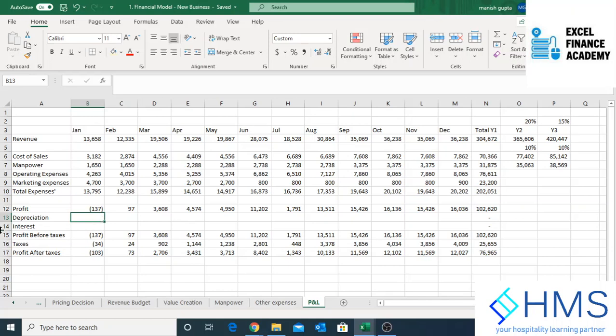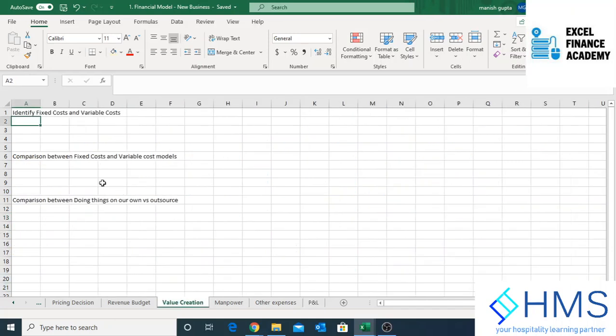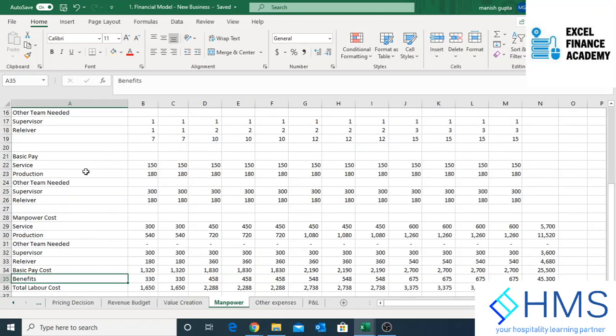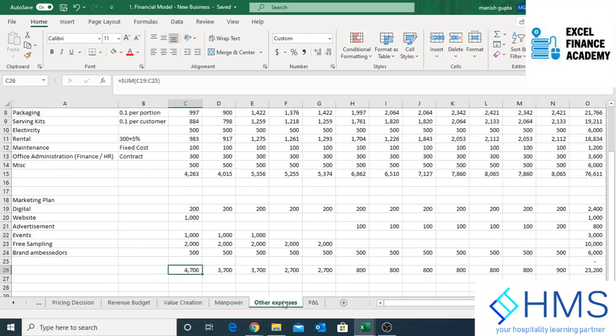How do we make the decisions on value creation? So how do we define whether fixed cost or variable cost is good for us? How do we define whether doing things by ourselves or having outsiders do it is better for us? Let's say, for example, we may hire somebody else to do the production. We buy ready-made, but you may want to have something of your own value creation, just as an example.